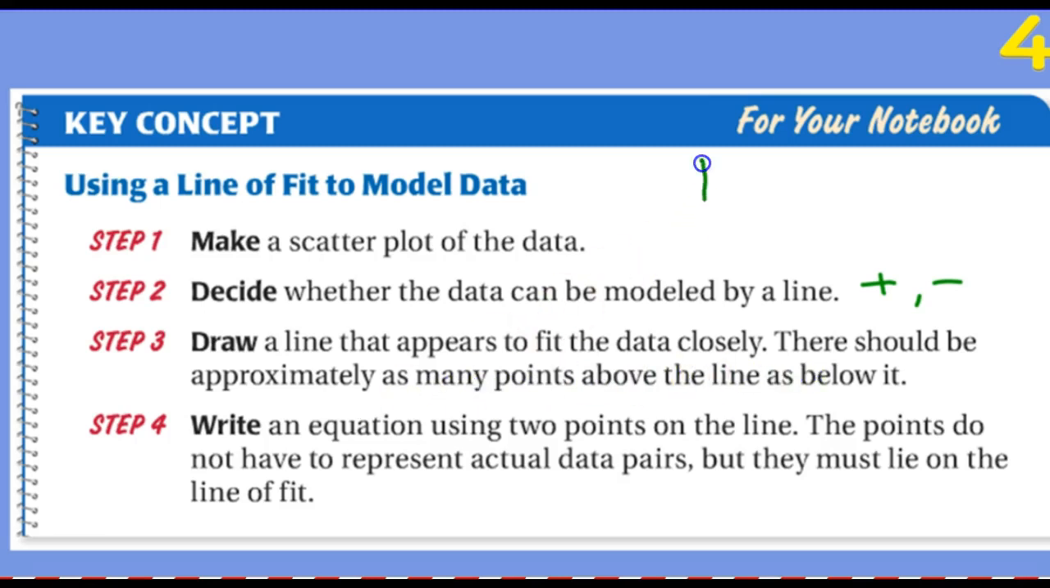So if I were to draw a scatter plot here, I would have points going up like this. A line of best fit, or a line of fit, is if I drew a line straight through my points. As it's going up, my line is going up. Then it says write an equation using 2 points on the line. The points do not have to represent actual data pairs, but they must lie on the line of fit.